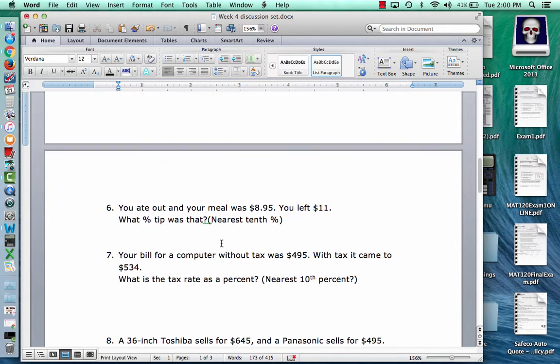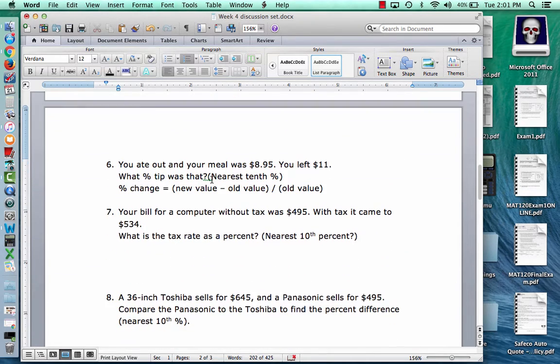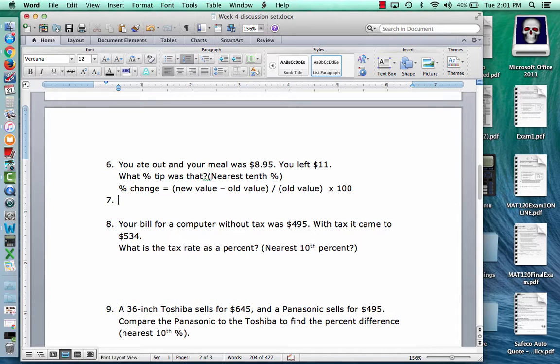Okay, it says you ate out and your meal was $8.95. You left $11. What percent tip was that? Okay, let me write the formula that I use for these types of problems. When we're actually finding the percentage, all these previous problems 1 through 5, you were given the percentage. These are still from 8.1. When you want to find the percentage, we take the new value minus the old value, get that difference, and then divide by the old value. And once I do that, I multiply that result by 100 to convert it to a percent.